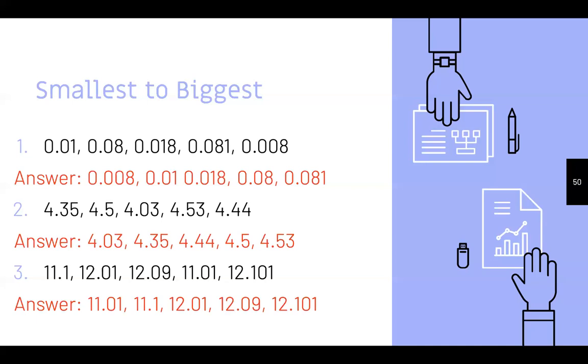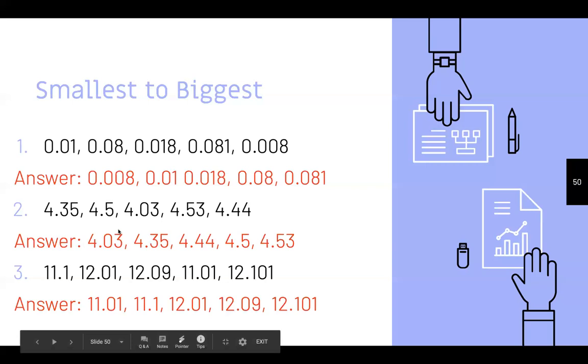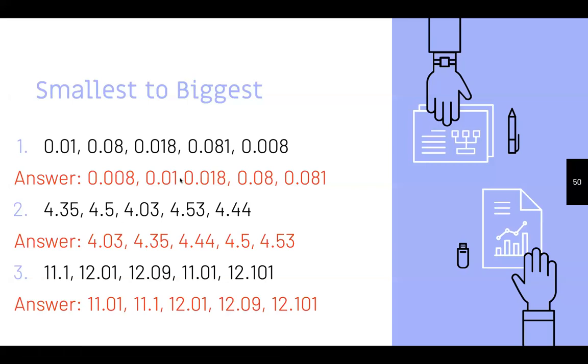We look at number 2, right? The whole number is all the same, so we look at the 10th spot. We have a 3, 5, 0, 5, 4. Well, that 0 is obviously the smallest. Then we can just plop the 3 as the next smallest, 4 next smallest. And then we have 2 that are 5. Like what I've been saying, that's really 4.50 and that's 4.53. 4.53 is obviously bigger than 4.50, so it's 4.5 and 4.53.